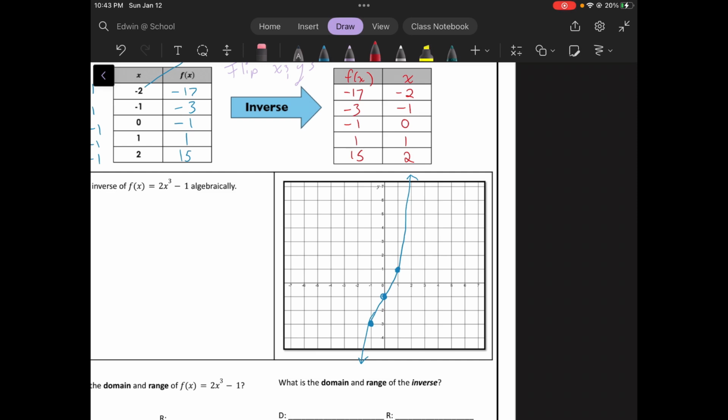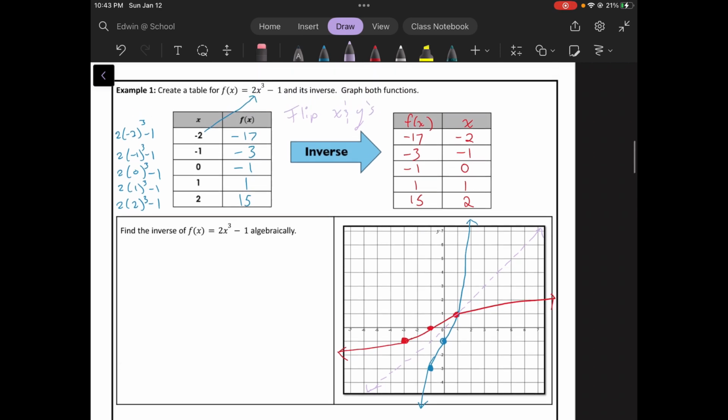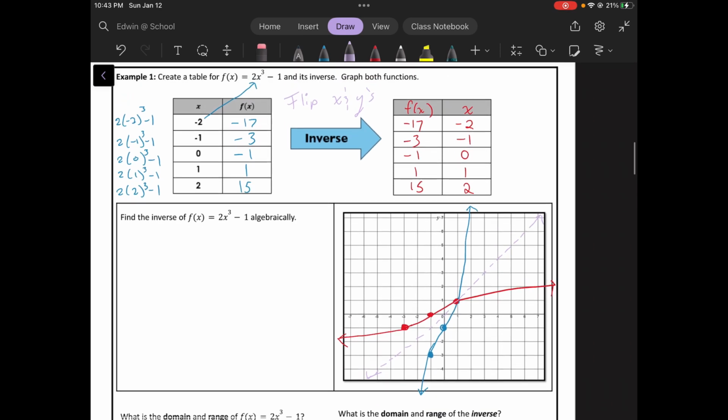Now for our inverse function, we're going to have -17 and -2. We can't plot that one. -3 and -1, we have it right here. -1 and 0, and then we have 1 and 1. So we're going to end up with something like this. That looks pretty good, and we still notice this phenomenon of having symmetry about the y equals x line down the middle. So we found the inverse using a table of values.